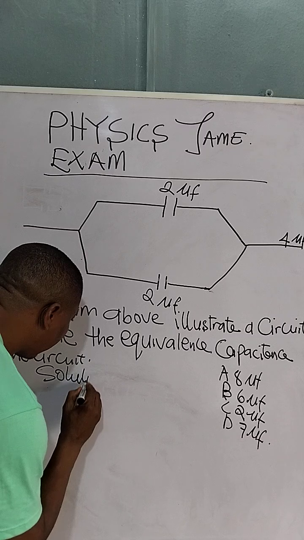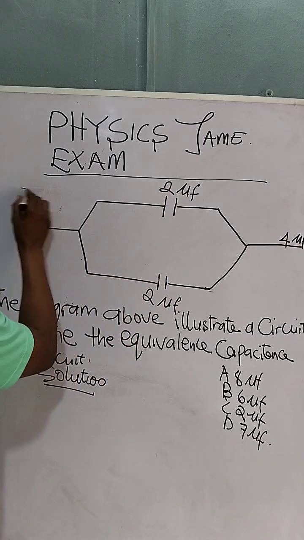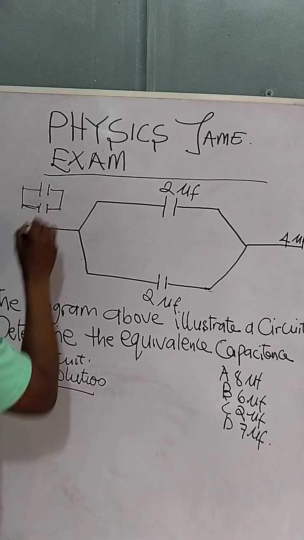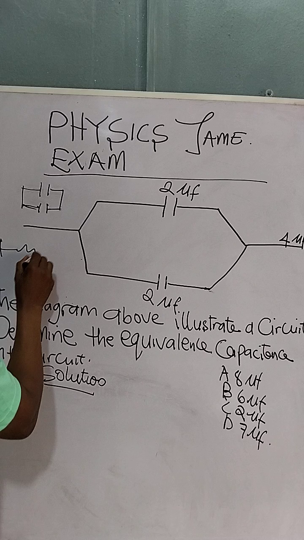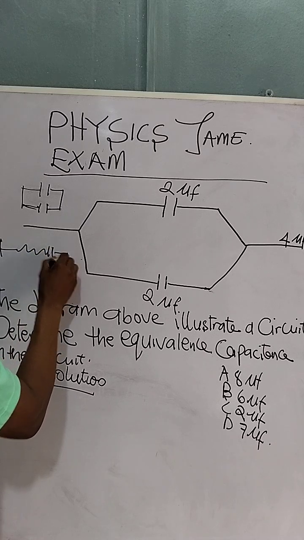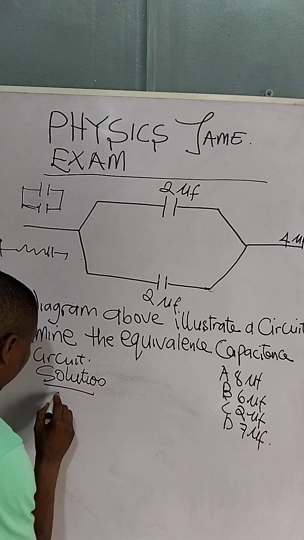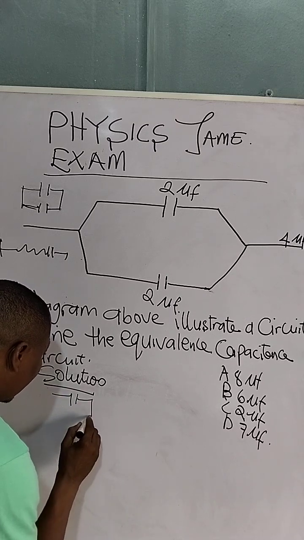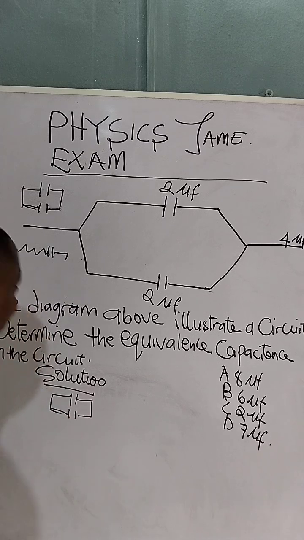Solution. Very good. This is in parallel. When something is in this form, it is in parallel. When something is in this form, this is in series connection. So let's look at the parallel connection. The diagram is in parallel connection.